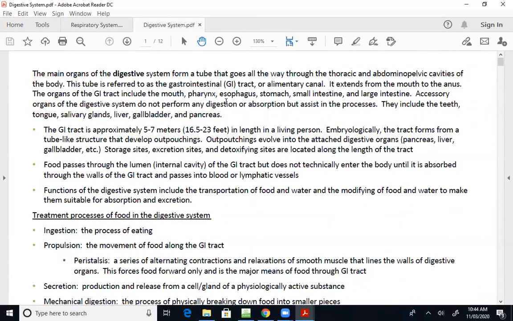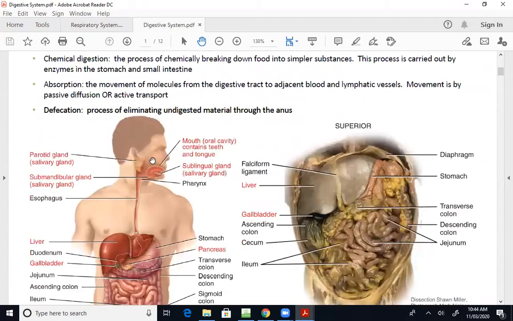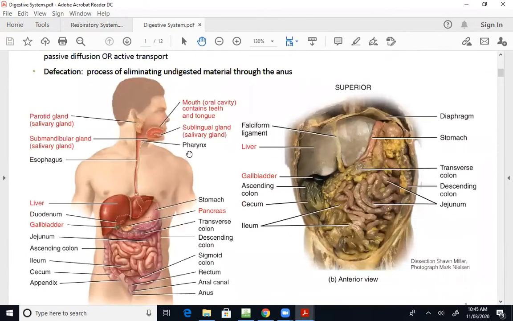Okay, reading through, the main organs of our digestive system form a tube that goes all the way through our thoracic and abdominal pelvic cavities of our body. I usually call it the gastrointestinal tract or GI tract. You also see it listed as alimentary canal, although really I only read that and then never call it that again. It runs from the mouth to the anus, includes structures like the mouth, the pharynx, esophagus, stomach, small intestine, and large intestine. Okay. That's, I guess, what they've got colored here in black.